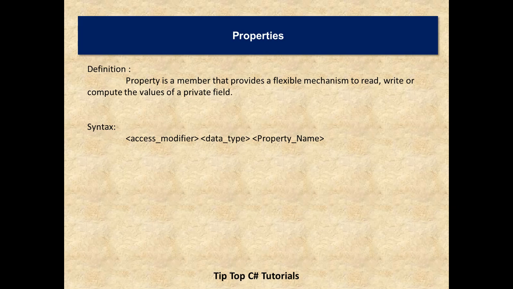The syntax of the property is as shown here, where you specify the access modifier, whether it is private, public, protected, or internal, whatever it may be. Then the data type, where you specify the type of the property. It may be int, string, a reference type, or a structure type, and you need to give a property name. This is the basic structure of a property. After this, you need to provide either a get or a set. Let's move on.